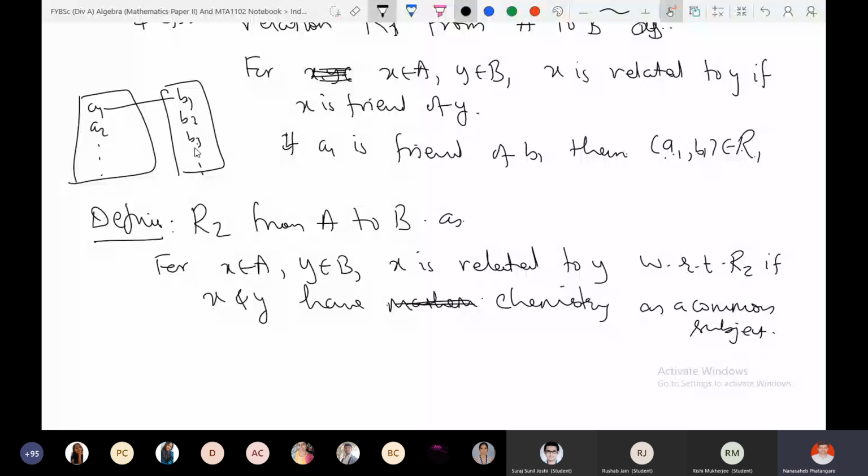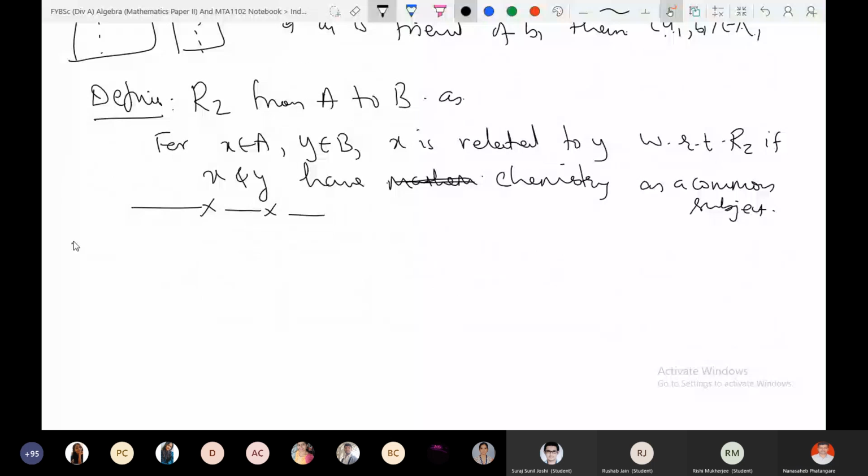Right. So now you can understand that it may happen that some students are not related to some students here because they do not have a common subject, or by relation R1 some student is not related to some student because they are not friends of each other. So it depends on what your relation is. Now you can understand the relation clearly. Fine. So now let us come to our relation. Any doubt in the definition of relation?